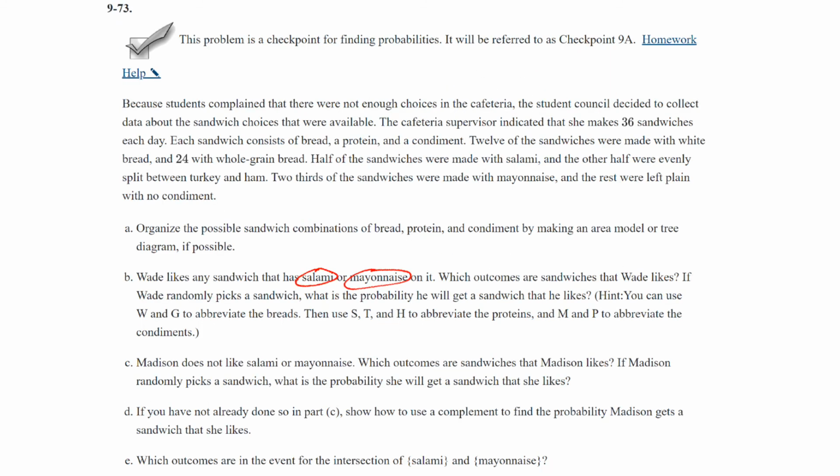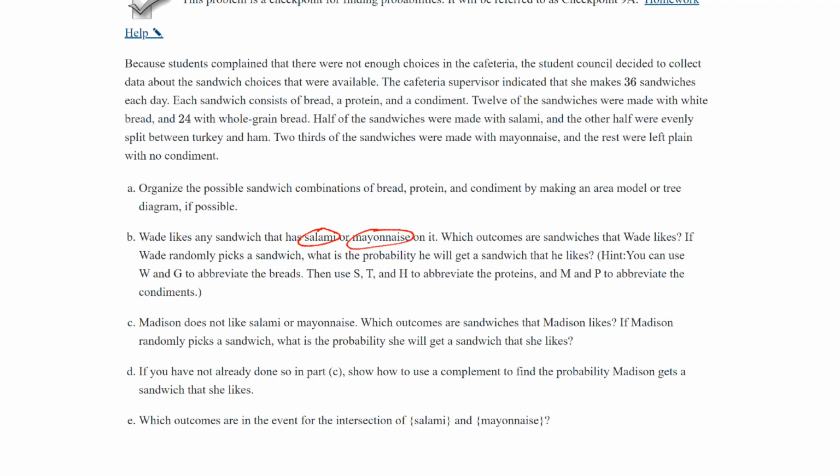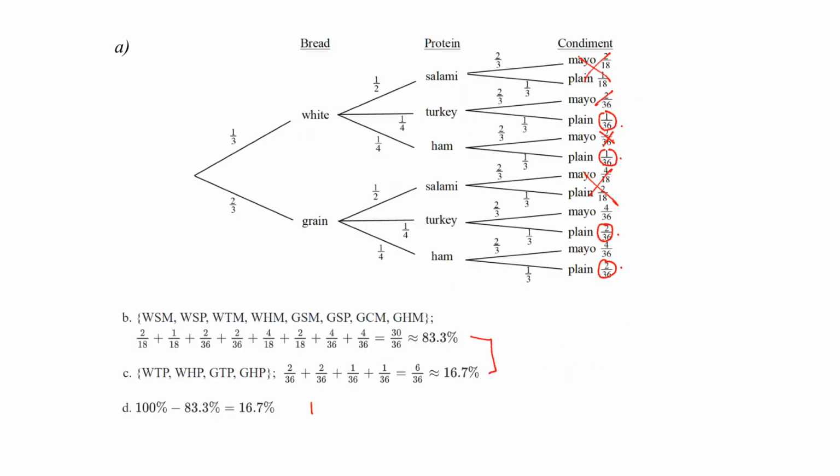And then on question D, if you have not already done so in part C, show how to use a complement to find the probability Madison gets a sandwich she likes, which is what I really just talked about. That you can take the 100% that you start with, subtract the 83.3% because that's what Wade wanted, but that would leave us with the 16.7%, which is Madison, in terms of that's not the salami or the mayonnaise, so that's the complement.